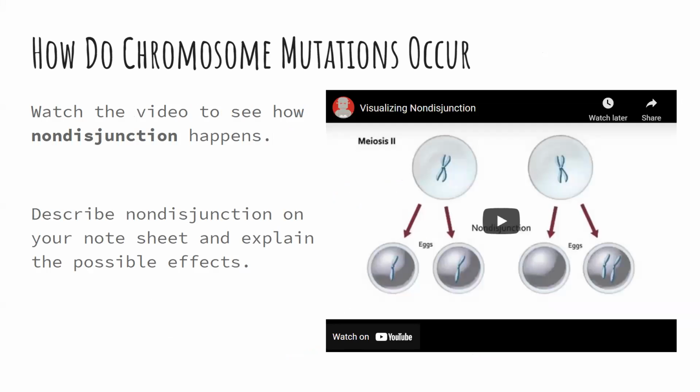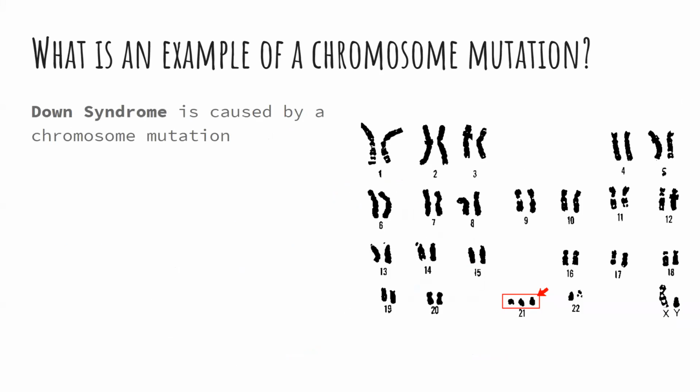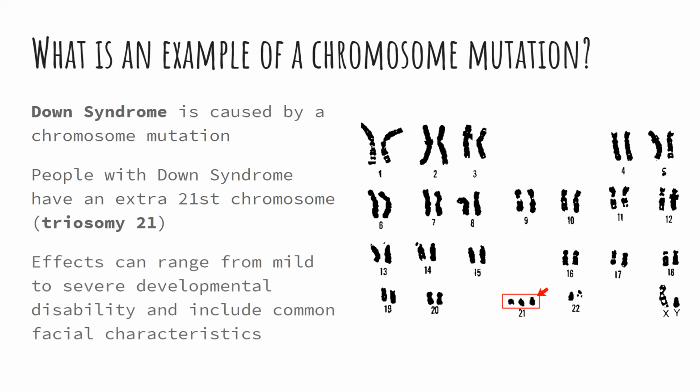So feel free to watch this video on your own time to see how non-disjunction actually happens. Down syndrome is caused by a chromosome mutation. It's caused by non-disjunction where the chromosomes don't separate like they're supposed to. And so people with Down syndrome have an extra 21st chromosome. It's also called trisomy 21. You're supposed to have 2 of each chromosome, but when they don't separate correctly, then you end up with an extra chromosome. The effects of Down syndrome can range from mild to severe developmental disability and include common facial features, like sunken in eyes or a smaller nose.